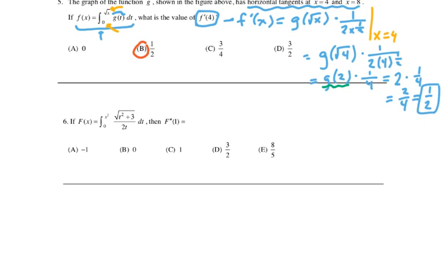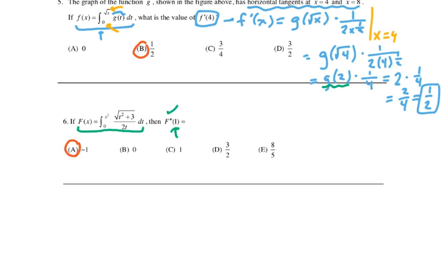Number 6. The answer for number 6 should be A. How'd you do? Shall we go over it? Let's try it. Here, big f of x is an integral. And the question is asking for the second derivative at x equals 1. So let's find the first derivative, second derivative, and then plug in 1.